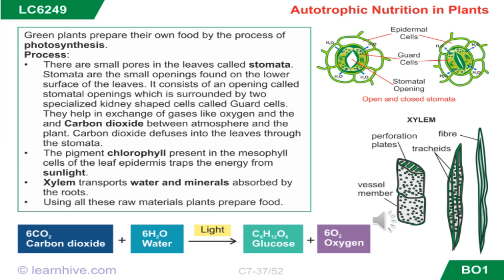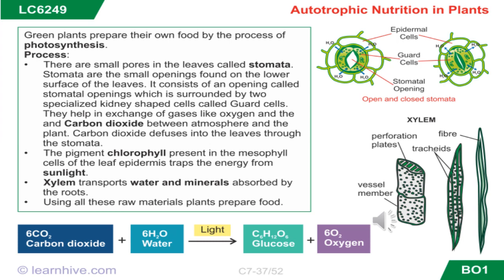Next, the water which is poured near the roots is absorbed by the fine root hairs, and it is transported to all the parts of the plant through xylem tissues. And the food which has been prepared by the plant is also transported to all other parts of the plant by the phloem tissues. That also we have seen.